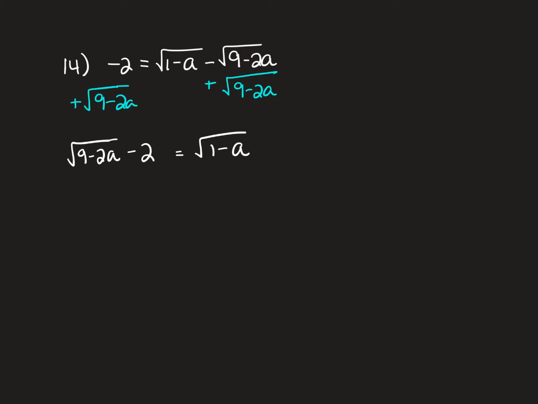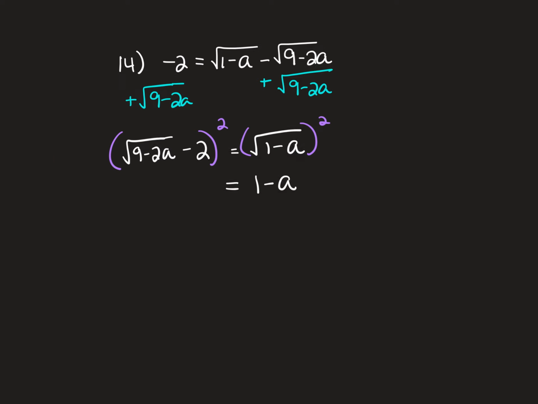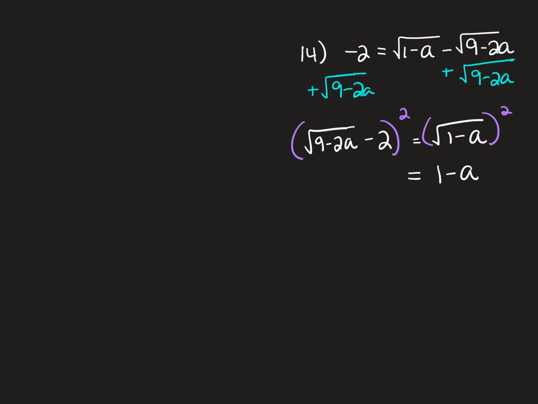Now to undo square roots, we know we need to square, so we're going to square both sides. Now this is where it can get a little tricky. The right side isn't bad. The square root of 1 minus a squared is just 1 minus a. But when I square the left side, that means I have to multiply that thing by itself. So I'm going to do this off to the side here. I'm going to take the square root of 9 minus 2a minus 2 and multiply it by itself.